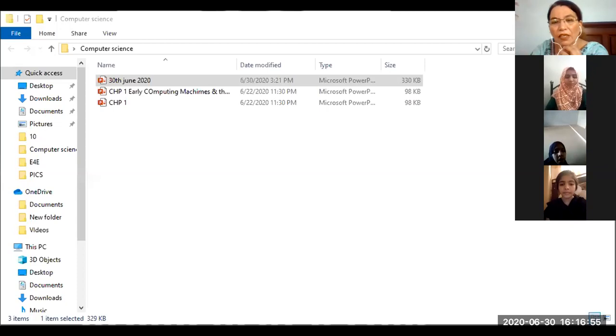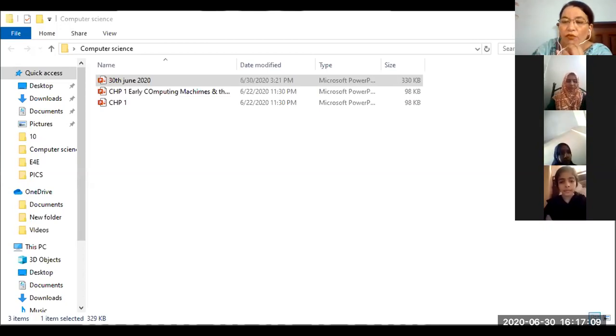Okay, after 1612, in 1622, the slide rule was launched. Slide rule, what is that? Slide rule was actually a device, a concept of calculation which can provide us four operations: addition, multiplication, division, subtraction.